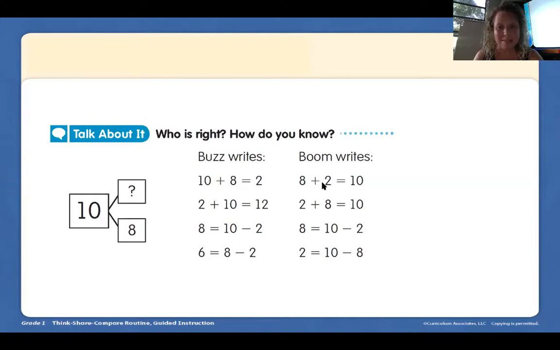Boom writes 8 plus 2 equals 10. 2 plus 8 equals 10. 8 equals 10 minus 2. 2 equals 10 minus 8. Talk with someone near you about who is right. Is it Buzz or is it Boom? Push pause, and when you're ready to move on, push play.